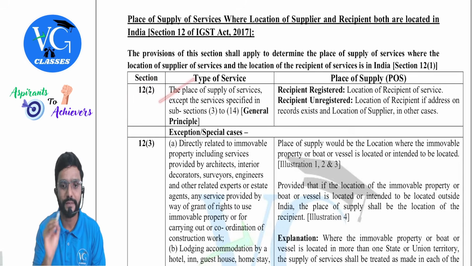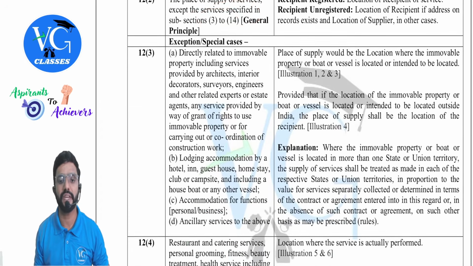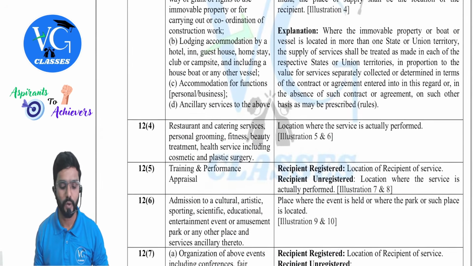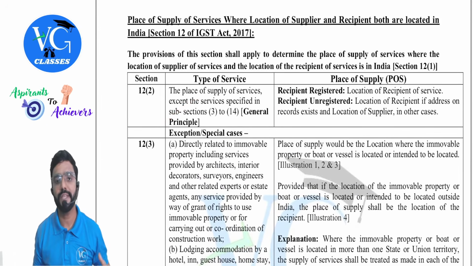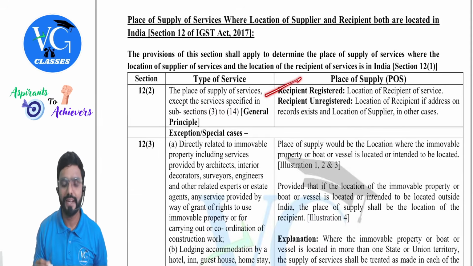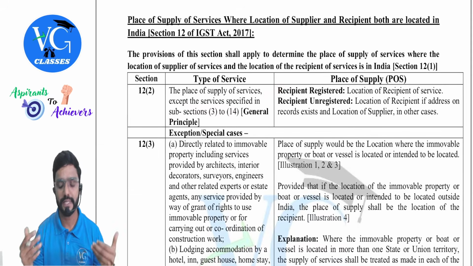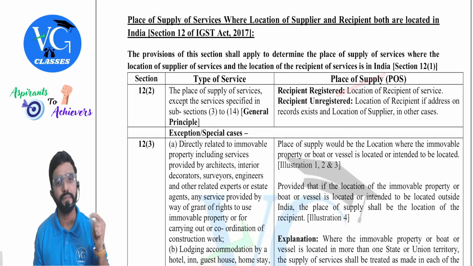The place of supply of services except the services specified in subsection 3 to 14. Because 3 to 14 covers specific cases, guys. Special cases. Okay, so I can call this the general principle. So what is the place of supply in case of general principle? If recipient is registered, that is if it is B2B supply, then the location of recipient is the place of supply.